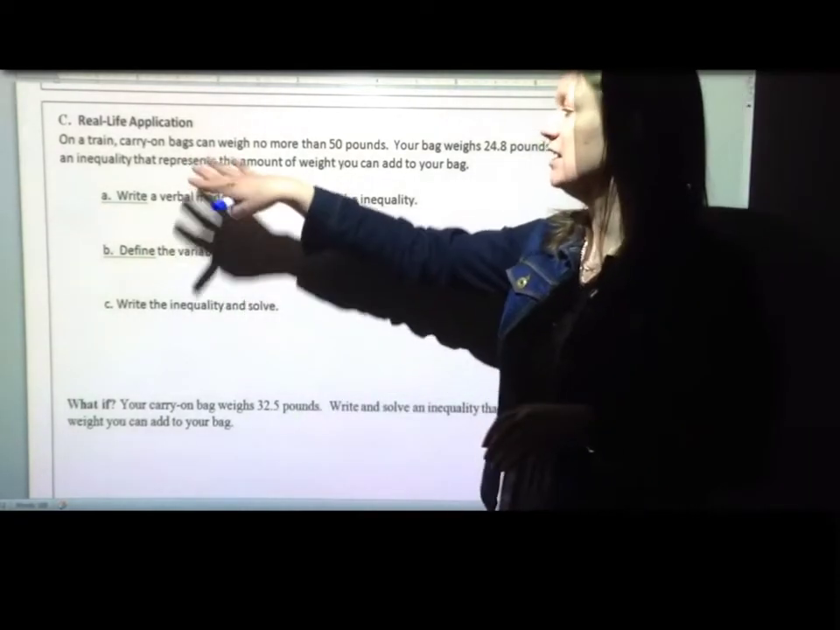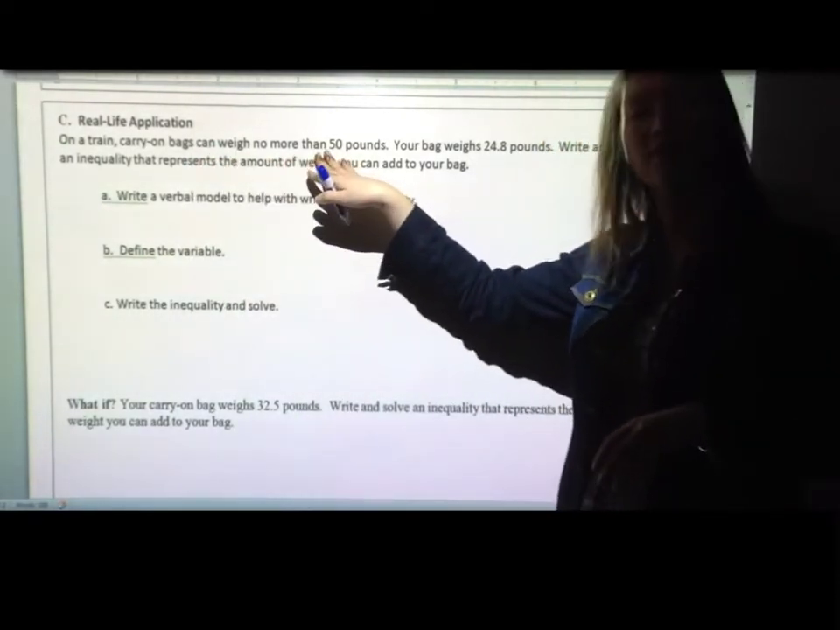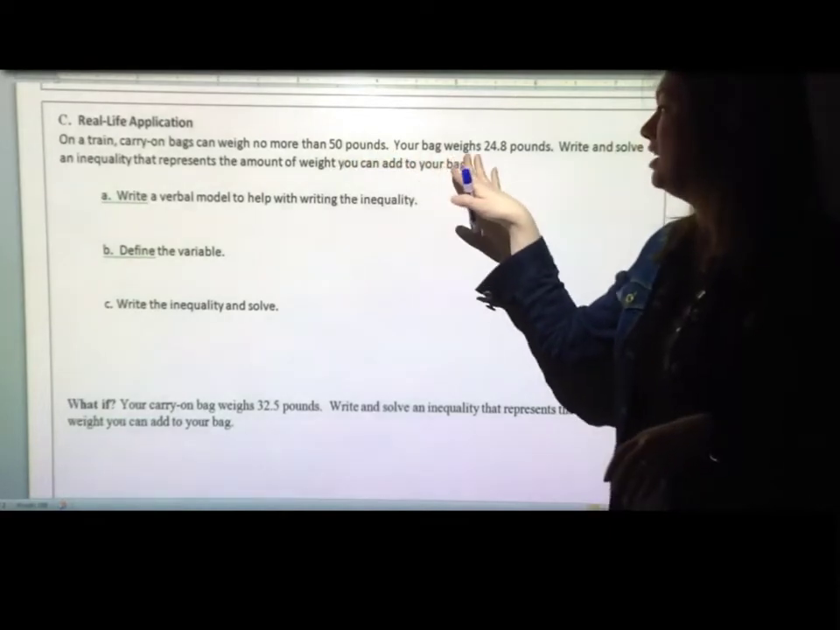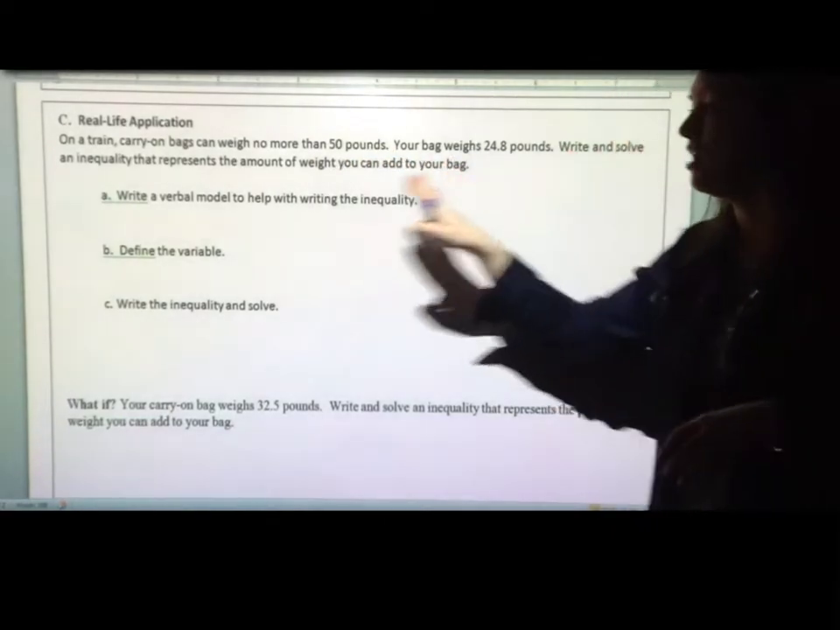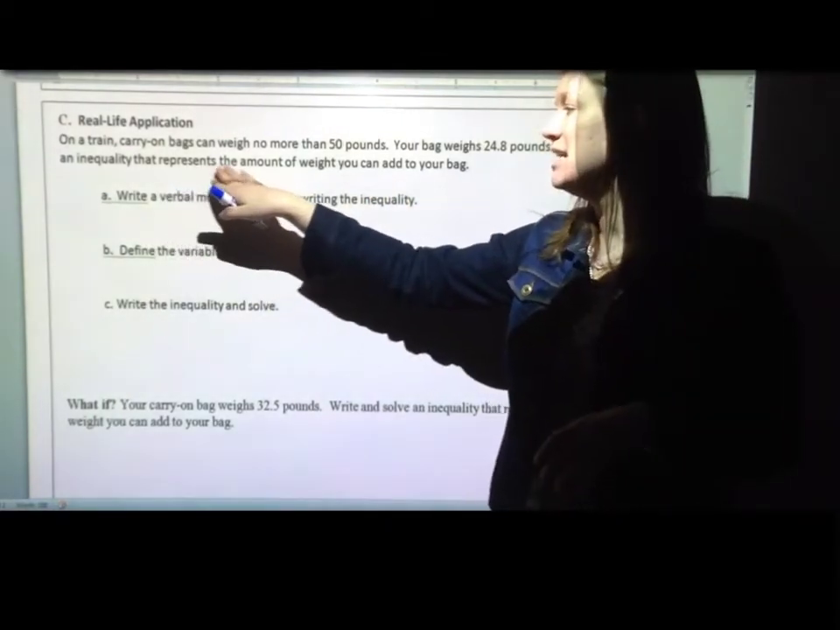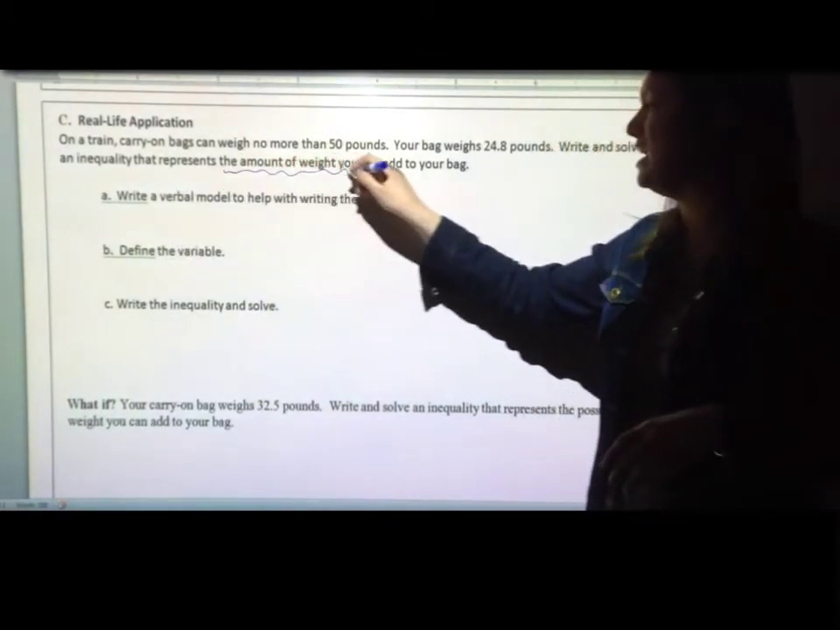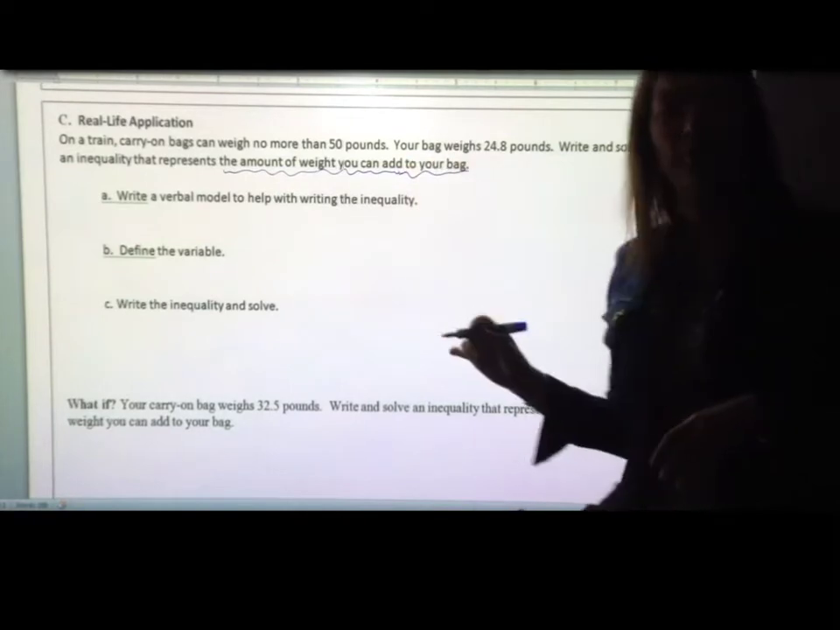So on a train, carry-on bags can weigh no more than 50 pounds. Your bag weighs 24 8/10 pounds. Write and solve an inequality that represents the amount of weight you can add to your bag.